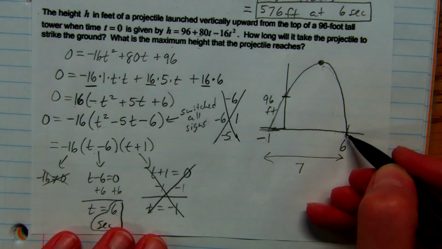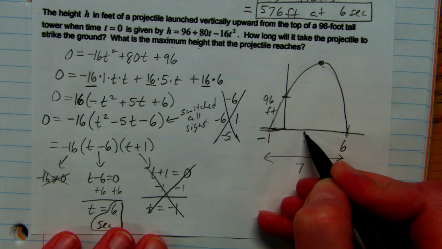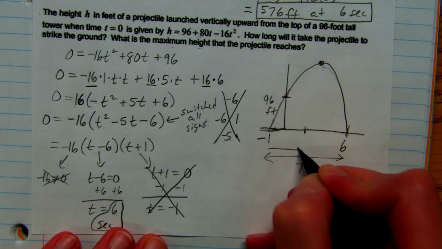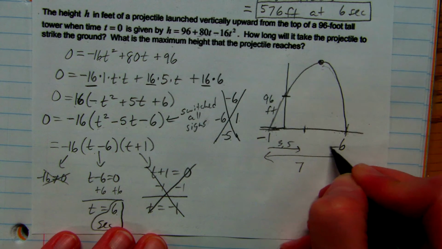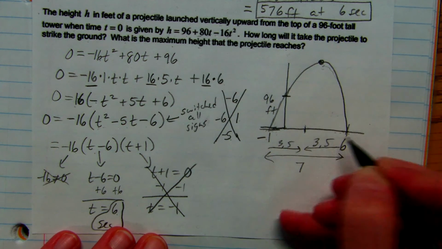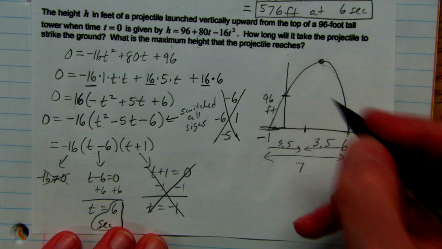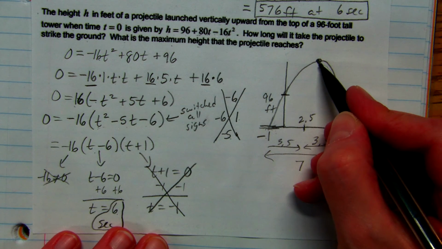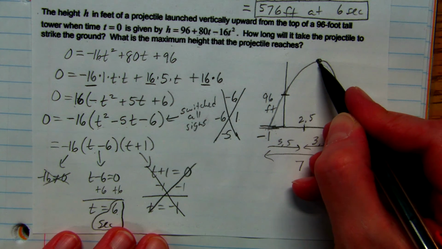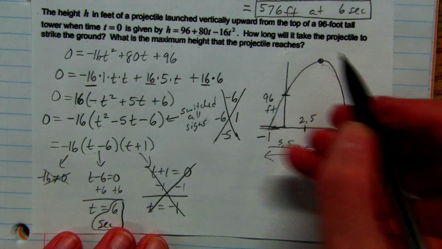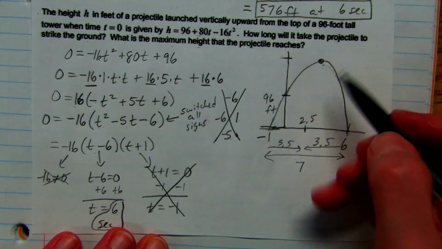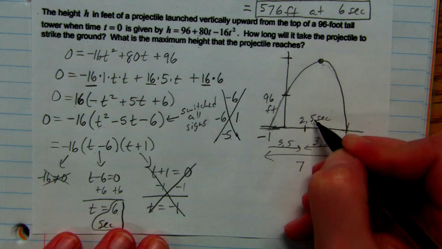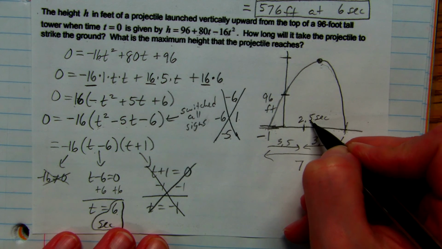So it's 3.5 either forward from the negative 1 or backward from the 6. So I have to go from here 3.5 seconds or this way 3.5 seconds. So let's just take 6 minus 3.5. That makes this 2.5. So that's when it's going to reach its maximum height, which isn't the answer we're looking for. We want to actually know how high it gets. So if I know it happens at 2.5 seconds, what can I do with 2.5 seconds?